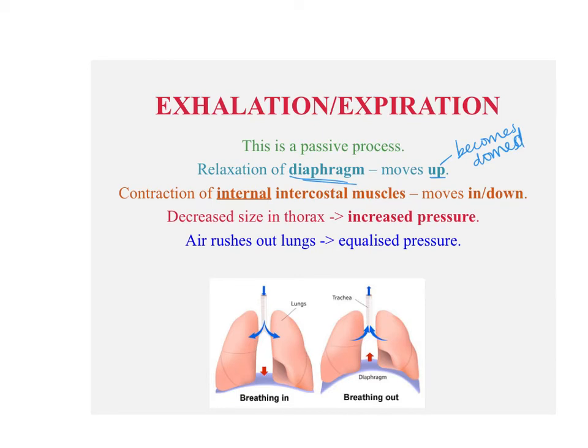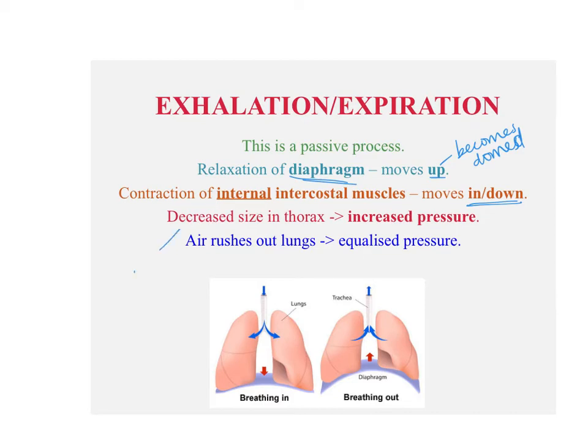I said that it was passive, and it's true, but there is still some slight muscle contraction. So the internal intercostal muscles are going to contract to pull the ribs together. So if you remember on the diagram, they're between the rib bones themselves. And if those muscles contract, then they're going to move the ribs tighter together and cause the rib cage to move both in and downwards. And that results in a decreased size of the thorax.